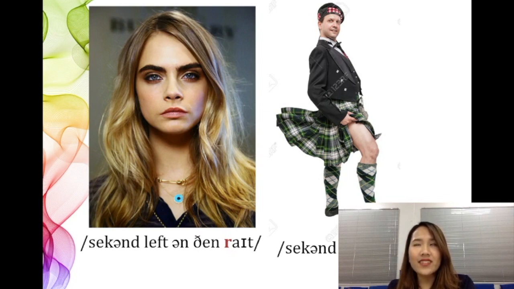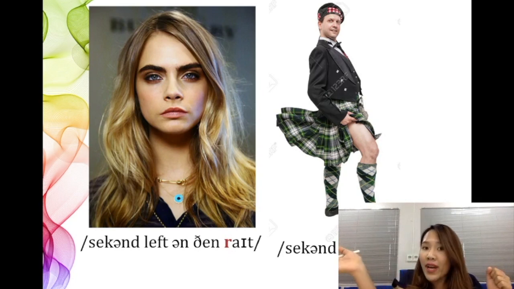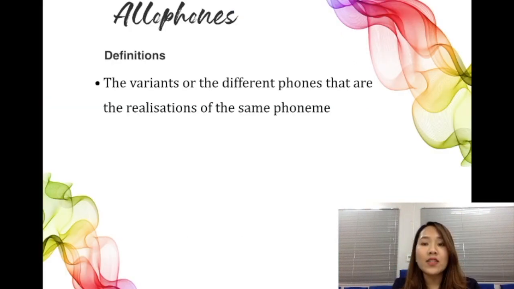So you can hear some difference in the pronunciation of the R sound. You might be able to tell that even though they are two different sounds, it won't change the meaning. It still means the right way. So these two rs are two different allophones under the same phoneme. Allophones mean different phones, different sounds, that we group as the same phoneme.